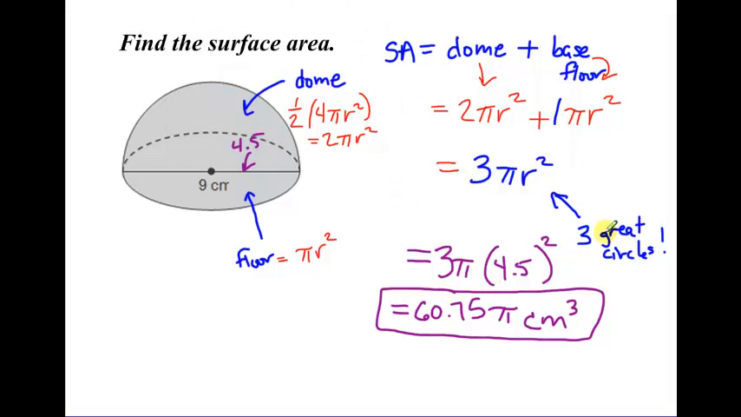Now, you're going to find as we work some problems that knowing that that hemisphere is just 3 great circles, or 3 pi r squared, that's kind of a new formula. That'll actually help you. Nice shortcut.